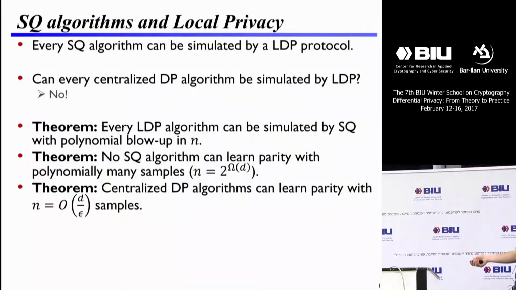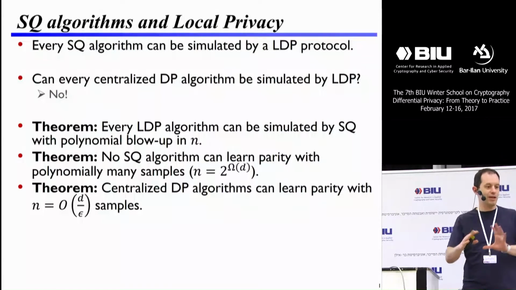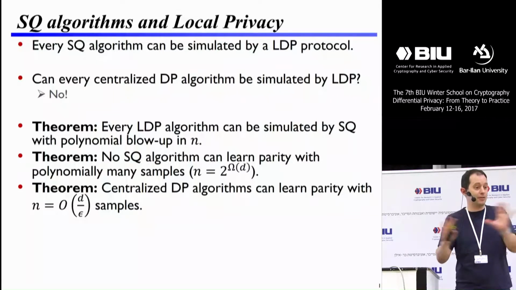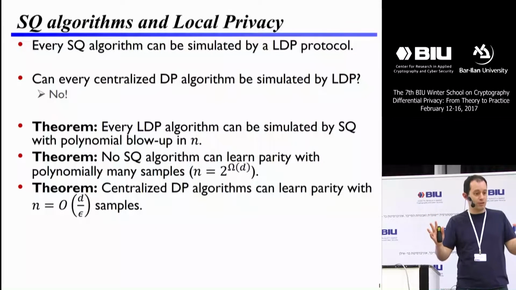Okay, so in the centralized differentially private model, you can learn parity with only a linear number of samples in the dimension. Now, what does it mean to learn parity? I was not planning to define it carefully. I just mean there's this task you can do. It doesn't matter that it's called learning parity. We could call it polishing shoes.